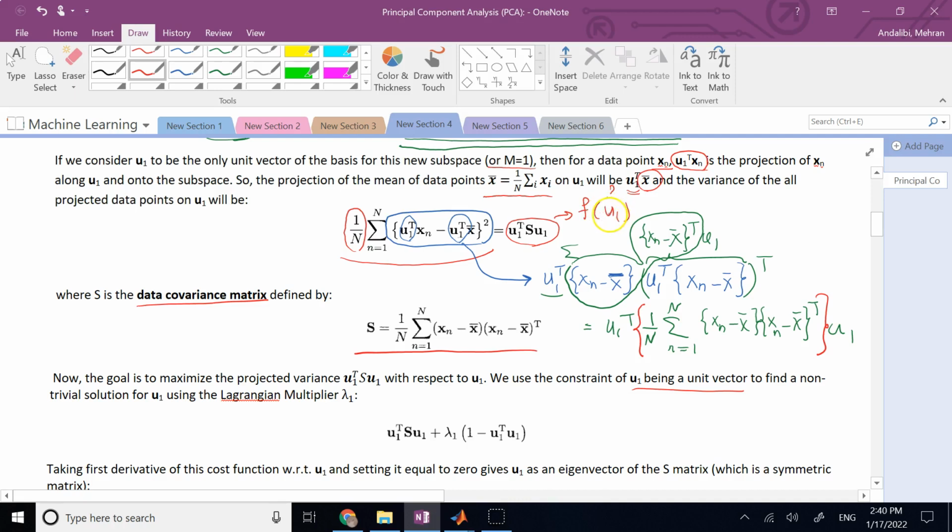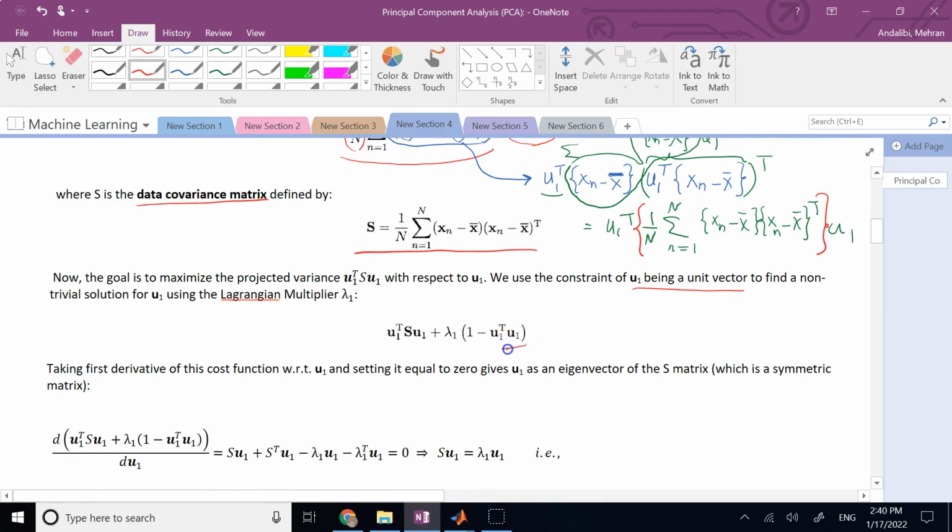And since it's an equality constraint, I add that constraint as something equals 0. Remember, U1 transpose U1 equals 1. This is the magnitude of U1 squared equal to 1. That's your constraint. You bring the negative 1 to the other side, make it equal to 0 like this, multiply it by a Lagrangian multiplier, and add your actual function to it. So here you combine the constraint and the function together and perform the constrained optimization.